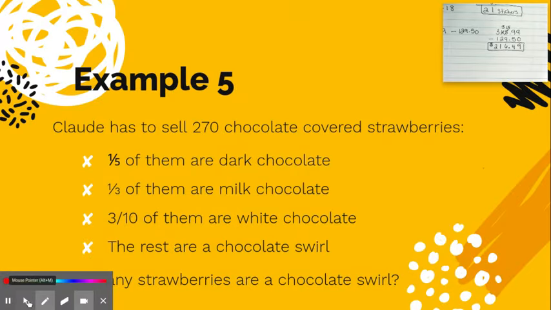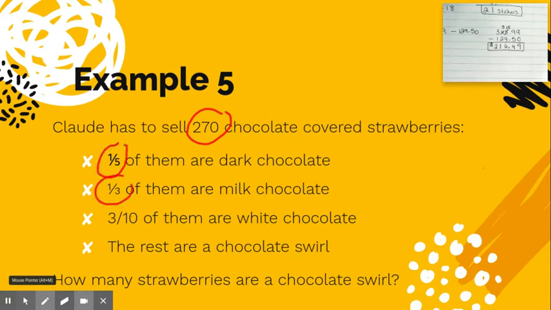Okay, so he has to sell 270 chocolate covered strawberries. Okay, that's my total. 1/5 of them are dark chocolate. 1/3 of them are milk chocolate. 3/10 of them are white chocolate, and then the rest are chocolate swirl. So how many strawberries are chocolate swirl?